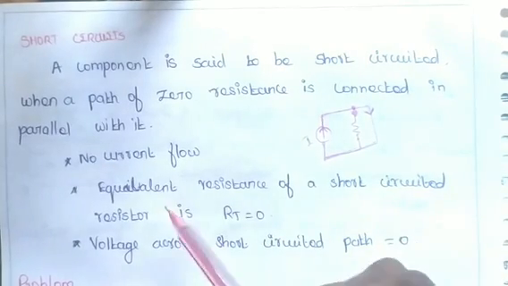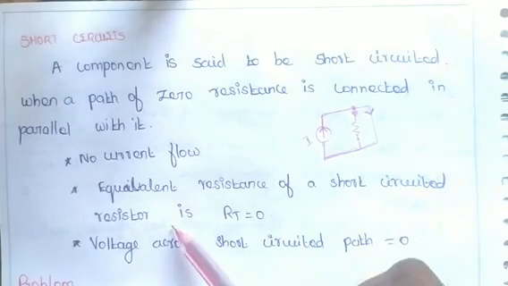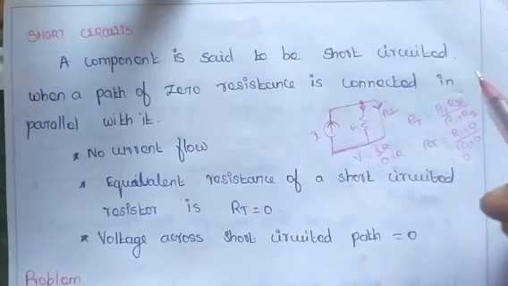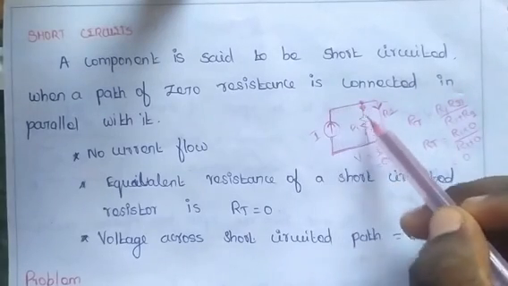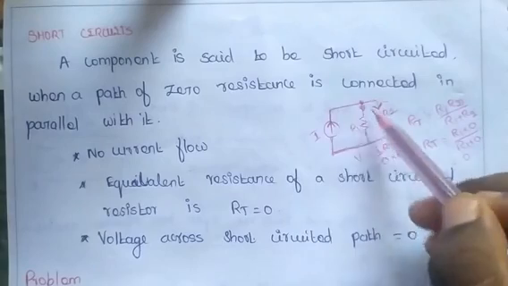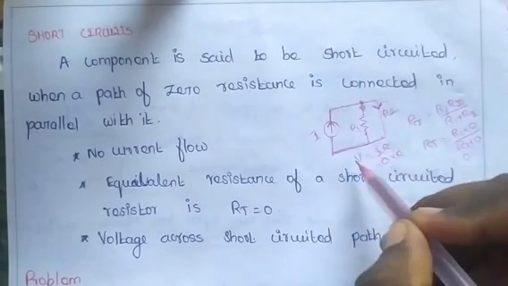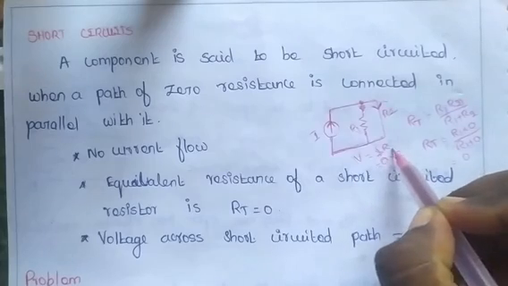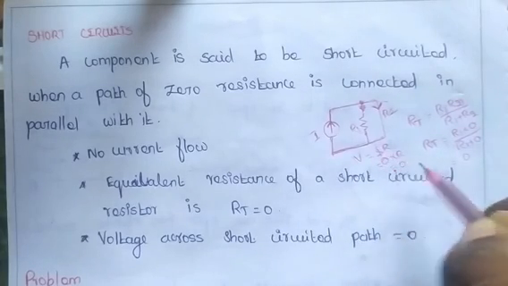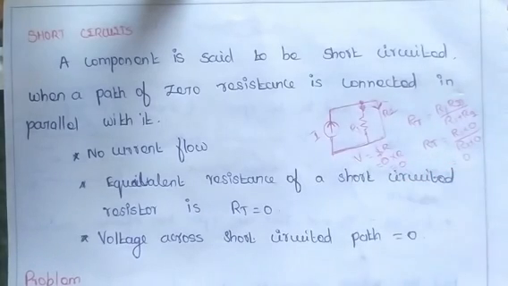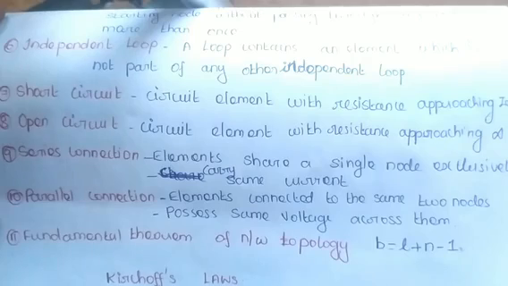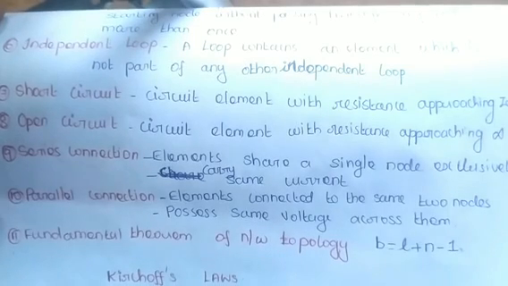And next point to be noted is the equivalent resistance of a short circuited resistor is 0. Since no current is flowing through this resistor, automatically the voltage across this resistor is also 0, because by Ohm's law V is equal to I into R. I value is 0, so V value is also 0. So for a short circuited path, the current flow through the element will be 0 and also the voltage across the element is also 0.